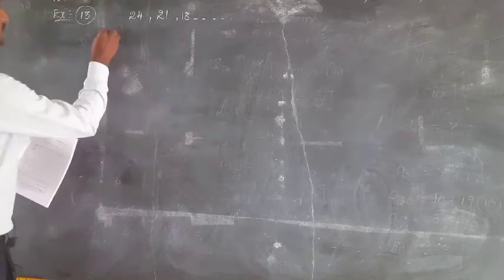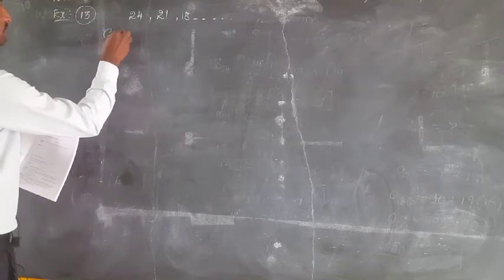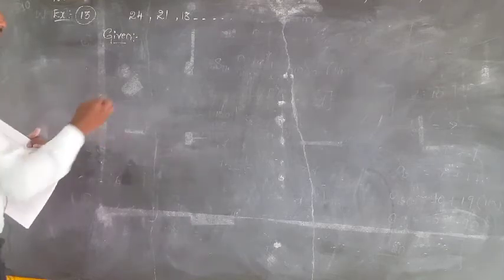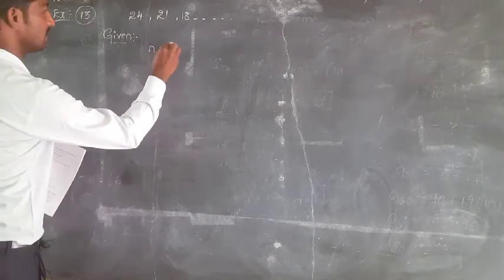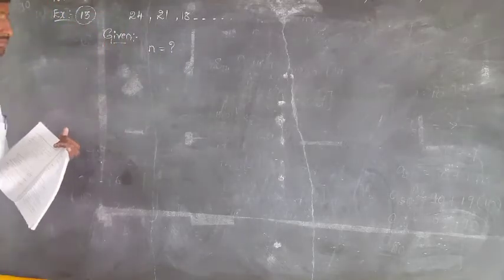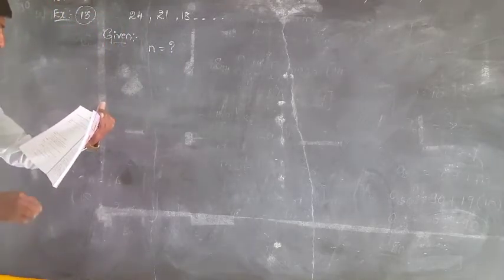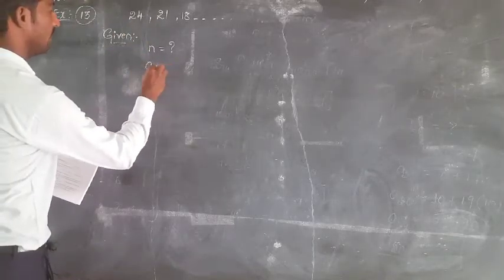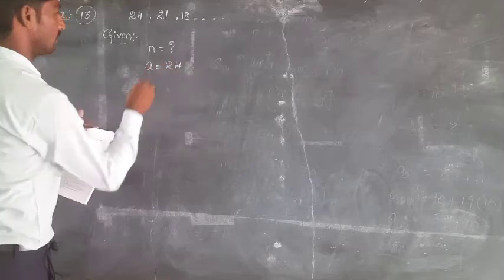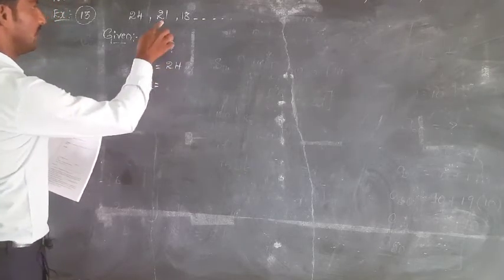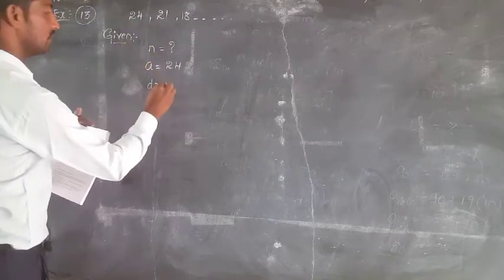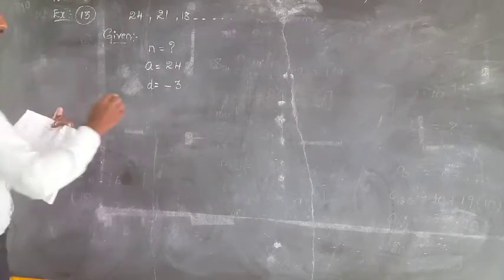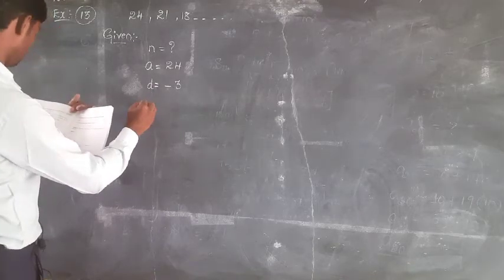And for this we have to write down the given data. What is given? How many terms? How many terms is nothing but n. That is, n is question mark. How many terms of the AP? So by using the AP, you can write down A value, that is 24, and D value, it is 21 minus 24, which is nothing but minus 3, but not plus 3. Be careful.